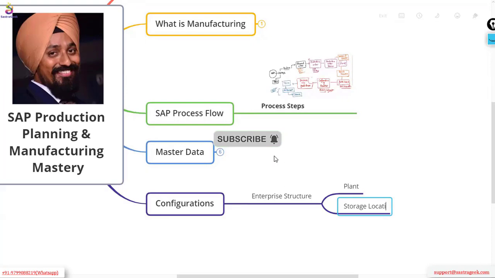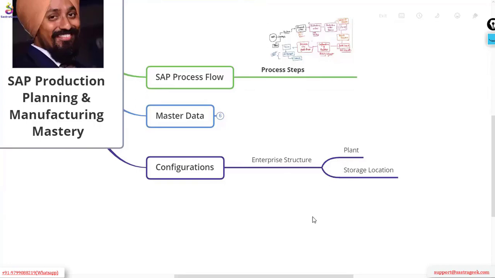So you need to define plant, and you need to define storage location. Within the manufacturing facilities, what would be the storage locations? Quarantine storage location, quality storage locations, semi-finished goods storage locations, finished goods storage locations. A lot of different storage locations would be required. Company code and other things would be done by the finance consultant. Plant and storage location would be done by the PP consultant.